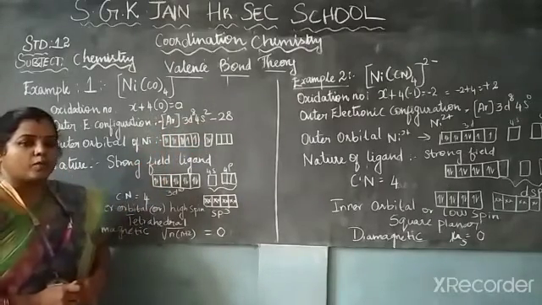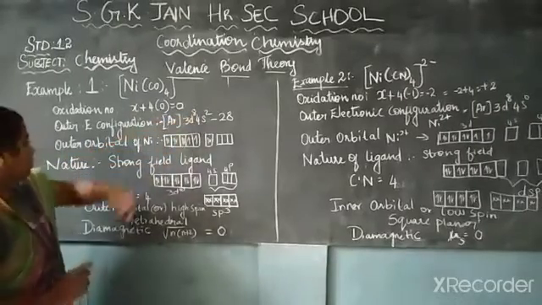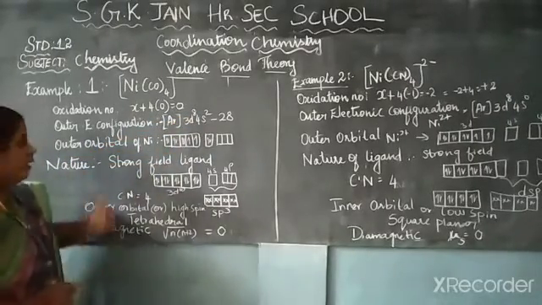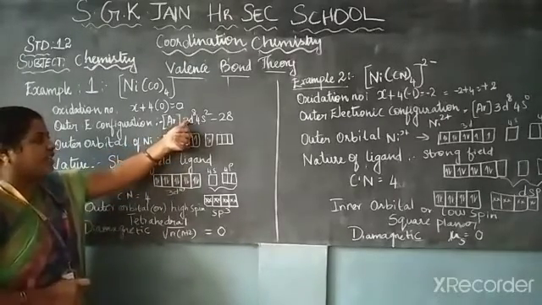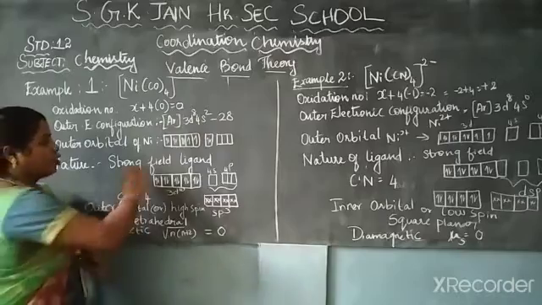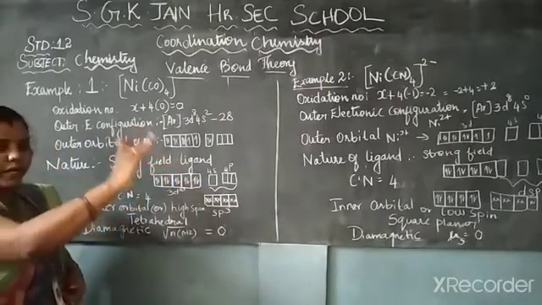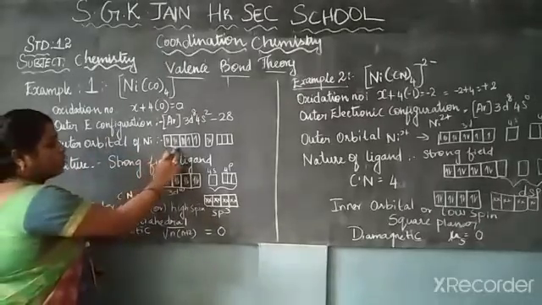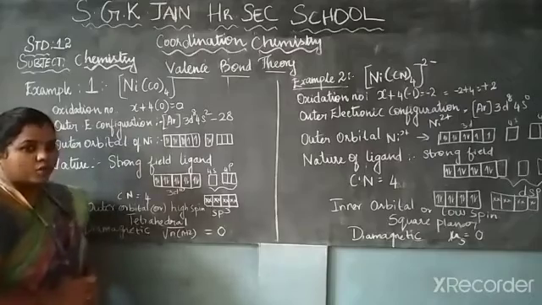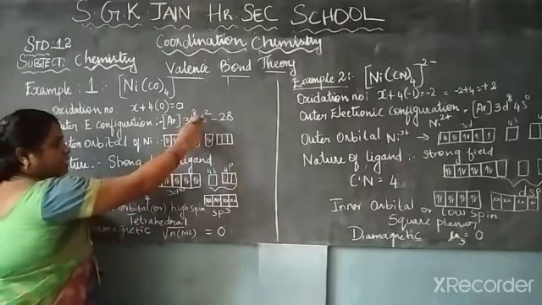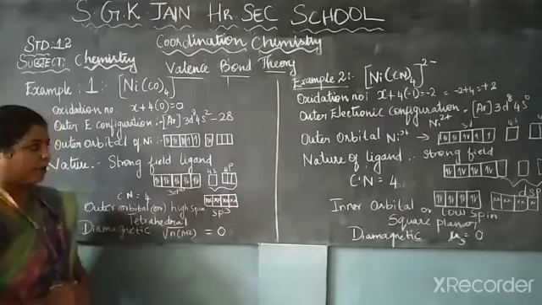So what is our outermost configuration for nickel? It is 3d8 4s2. So we have to draw the outer orbitals of nickel. For the outermost configuration 3d8 and 4s2, let me draw the boxes. First you have to fill singly, then only you have to pair up. 1, 2, 3, 4, 5, 6, 7, 8. Totally we have 8 electrons in the d orbital, and 2 electrons in the s orbital. Obviously the p orbital will be vacant.